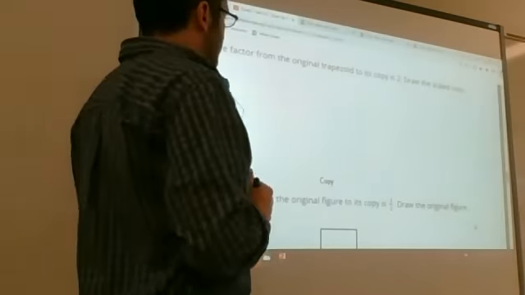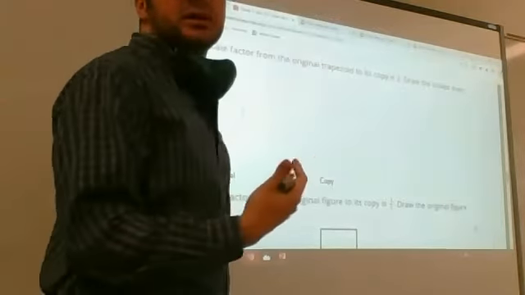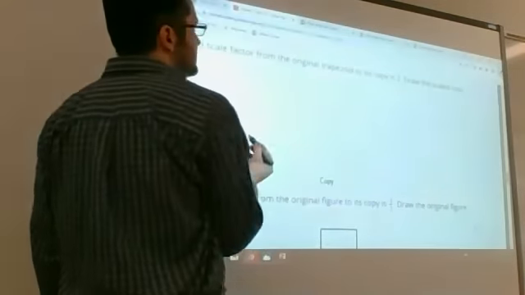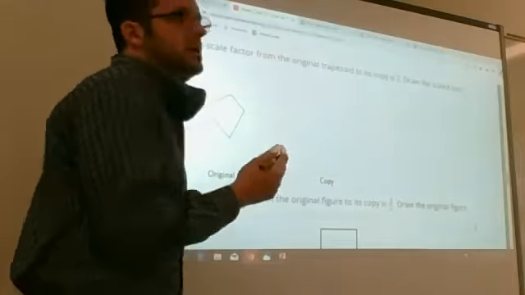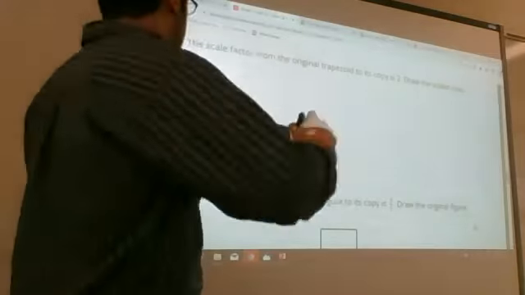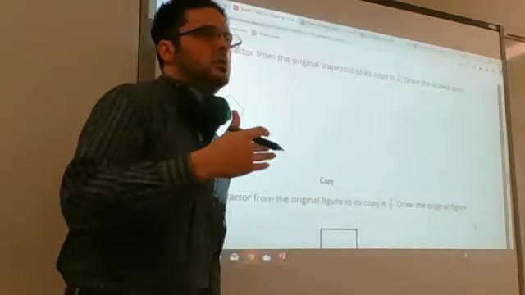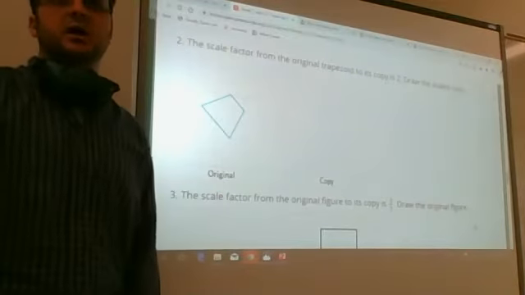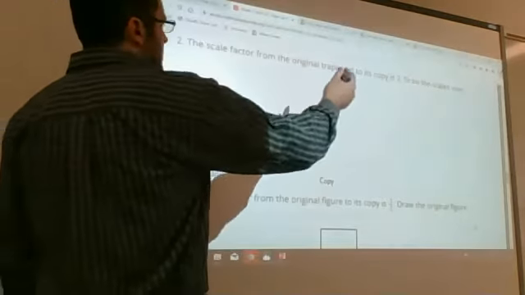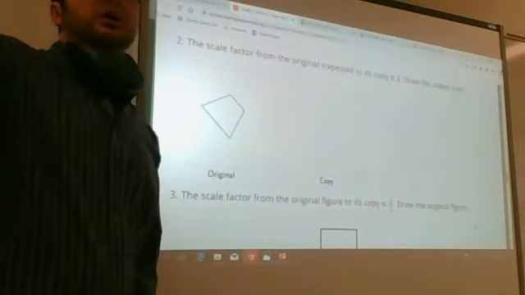The scale factor from the original trapezoid to its copy is... to draw the scale copy. Now, I'm going to draw it up here. I'm not expecting you to draw it on your screen. Again, if it weren't for the germ restrictions, I'd be passing out graph paper and you'd be doing this on graph paper. So, we got to apply the principle we practiced yesterday.